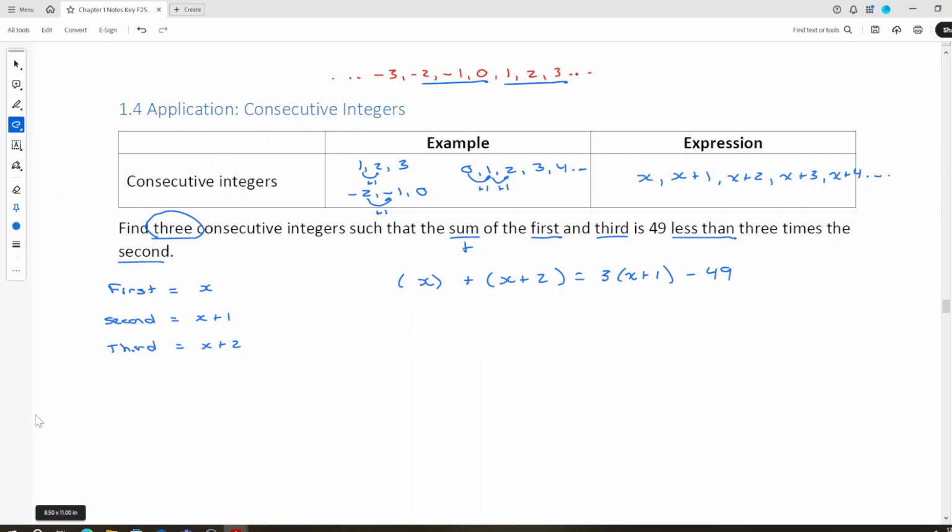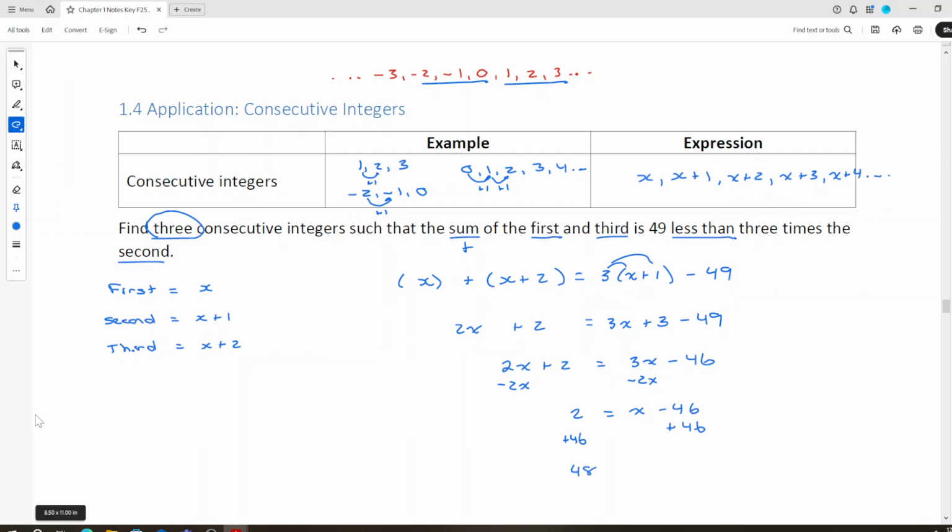So now we're going to solve. The first thing we're going to do is simplify. So I have x plus x is 2x plus 2 on the left-hand side. I'm going to distribute this 3, so I end up with 3x plus 3 minus 49 on the right. Then I'm going to simplify further so that I have 2x plus 2 is equal to 3x minus 46. Then I'm going to put my x's on one side and my numbers on the other. I'm going to put my x's on the right, so I'm going to subtract 2x from each side. And I end up with 2 is equal to x minus 46. And then I'm going to add 46 to each side.